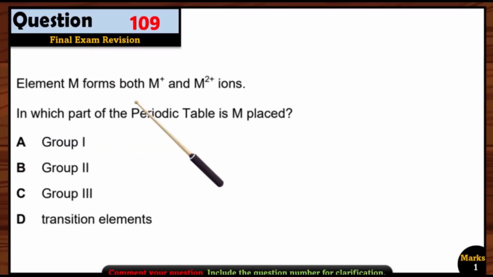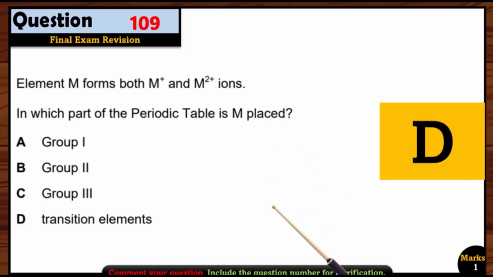Question 109. Element M forms both M+ and M2+ ions. In which part of the periodic table is M placed? Of course, it's making two different ions. That means it has variable oxidation state, and only transition elements have variable oxidation state. So option D is correct over here.